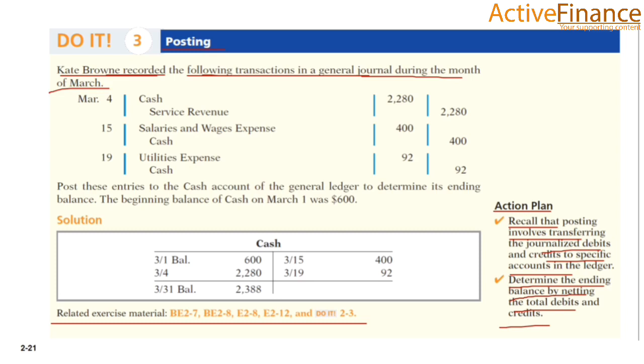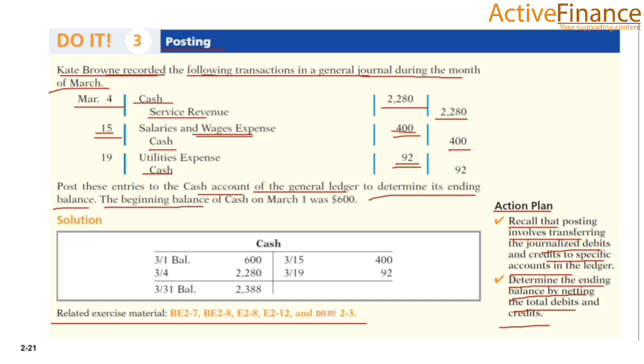So these are the transactions. On 4th March cash increased, so it is recorded on the debit side, and service revenue also increased, so it is recorded on the credit side. And on 15th March, salaries and wages expense increases, so it is recorded on the debit side. The salaries and wages expense is 400, and cash decreases, that's why we record it on the credit side as we learned. Utility expense increases by 92 and cash decreases by 92. So post these entries to the cash account of the general ledger to determine the ending balance.